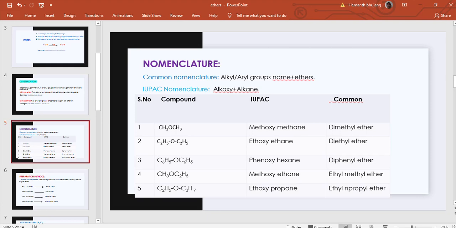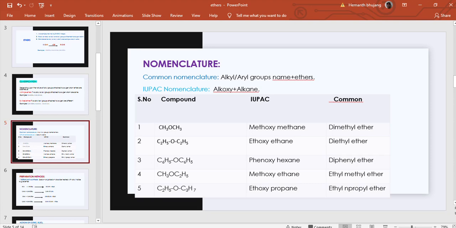So how to give common nomenclature? You just name the alkyl or aryl groups. After naming the alkyl or aryl groups, the word ether is added. Now you may be thinking, if we have two alkyl groups, how do we name them? If you have two alkyl groups, they may be of similar type or dissimilar type. If they are similar, it is very simple: we write it as dialkyl or diaryl plus ether.